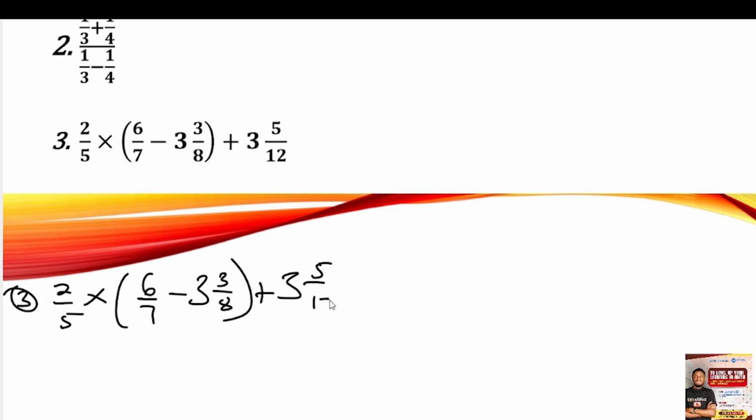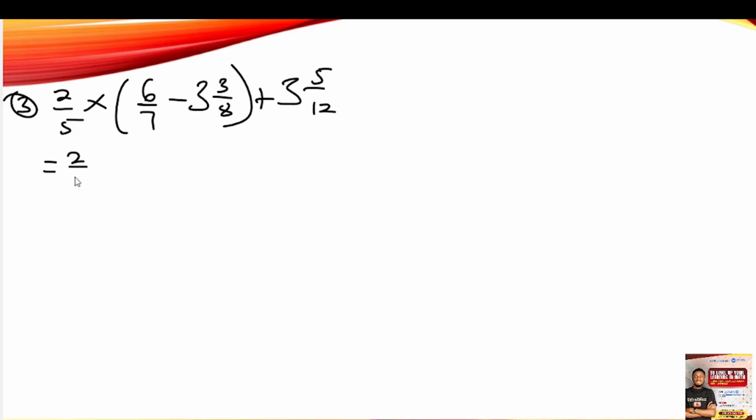In that way, we are going to have 2 on 5 times 6 on 7 minus, so 3 times 8 is 24 plus 3, 27 on 8, plus 3 times 12 is 36 plus 5 is 41 divided by 12. Now the next thing to do is to tackle the one in the brackets. So we will maintain this, then multiply it by, so here is subtraction, so we find an LCM. And the LCM of 7 and 8 is 56.